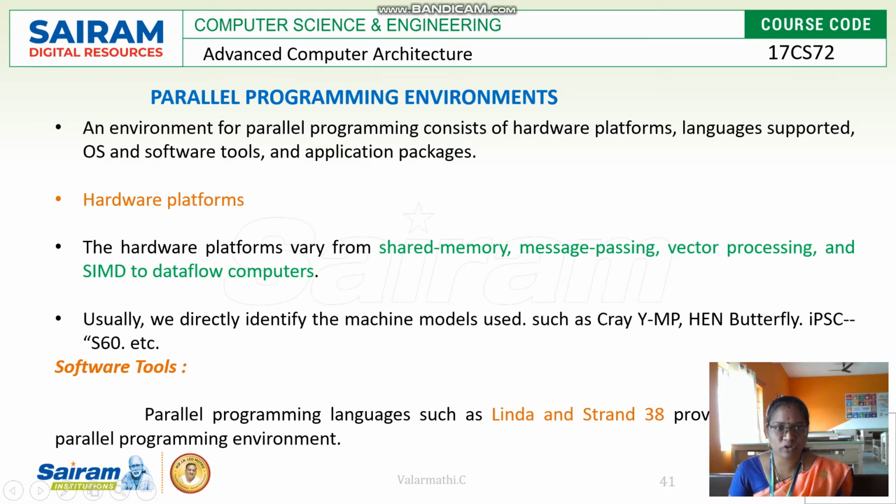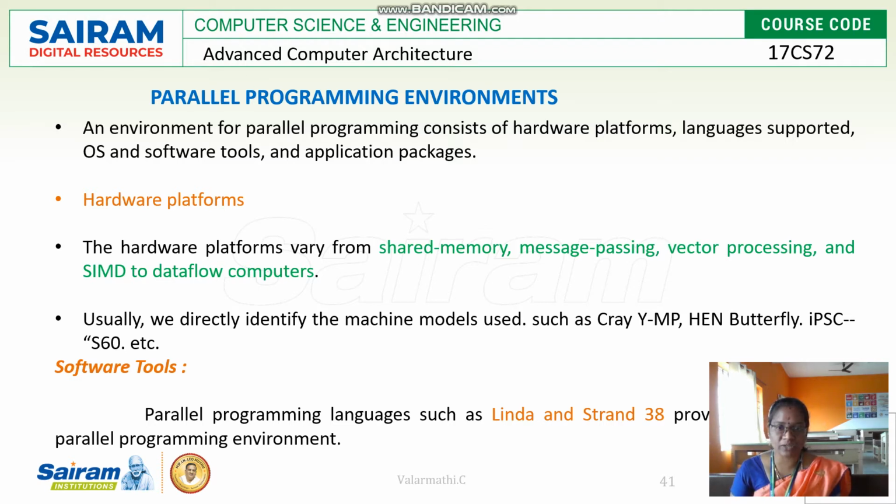The parallel programming environment consists of three categories. One is hardware platform, second one is languages supported, and third one is software tools. When we move to hardware platforms, the platform hardware should support shared memory, message passing, vector processing, and SIMD to data flow computers. So a hardware platform must be associated to support these features in a parallel environment. Whenever we are going to work in a parallel environment, the hardware should be supported with shared memory, message passing, vector processing, and SIMD to data flow computers.